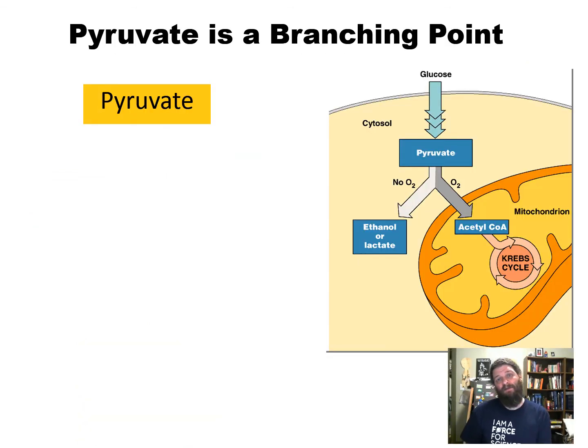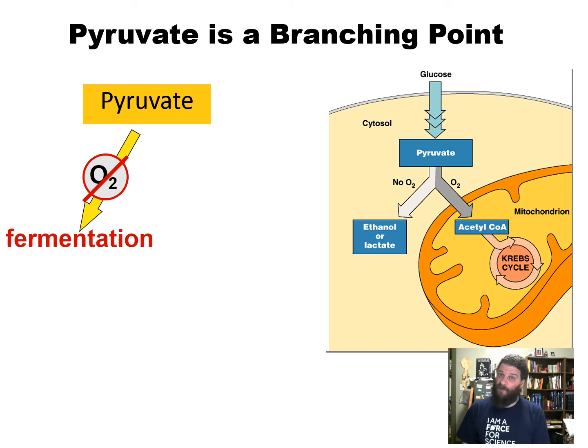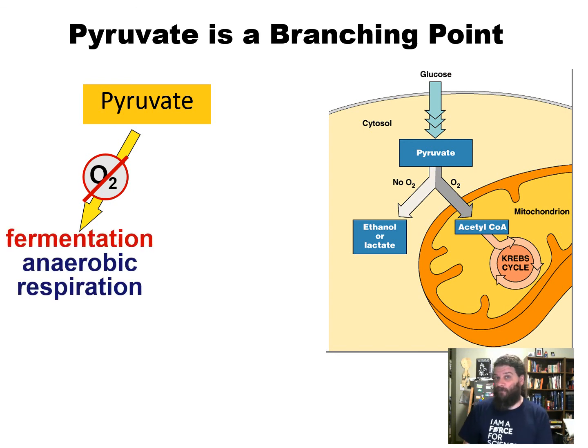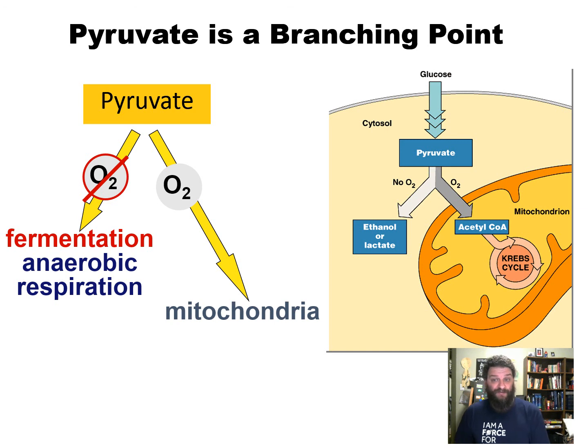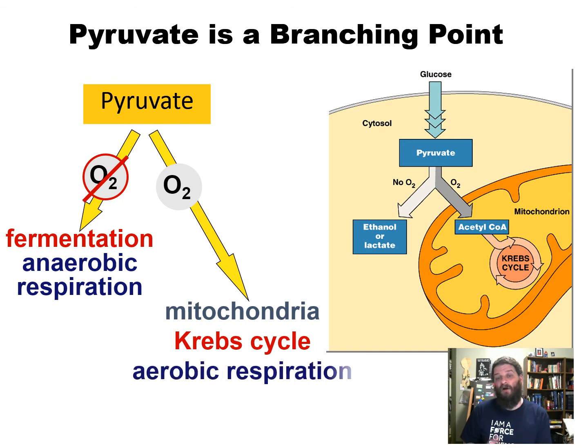Pyruvate then is our fork in the road. It's our branching point. If there's no oxygen available, then the organism is going to have to go through those fermentation pathways of anaerobic respiration. If there is oxygen available, perhaps that pyruvate is going to be able to make its way into a mitochondrion, where it's going to go through the Krebs cycle and electron transport and chemiosmosis and all of those other fun bits of aerobic respiration that we're going to talk about in the next couple videos. But for now, let's stop there.